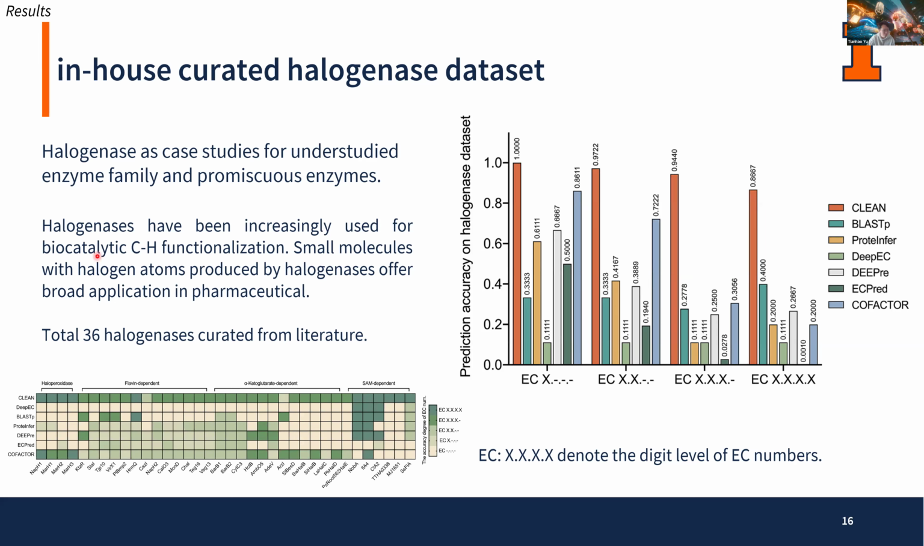Now we curated 36 different halogenases from the literature, as well as the unreviewed portion of UniProt. And we tasked CLEAN and a bunch of other algorithms to predict on these 36 halogenases that we collected from literature. As you can see, CLEAN performs very well on this data set, followed by CoFactor, which is actually a structure-based method to predict enzyme functions.